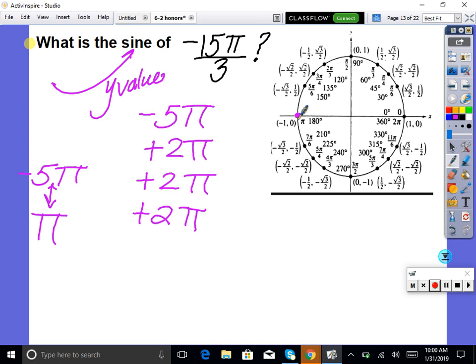And now what is the y value at pi? 0. So my answer is 0. Very easy. I just get right back on the unit circle if I'm ever off of it. Okay, let's do another one.